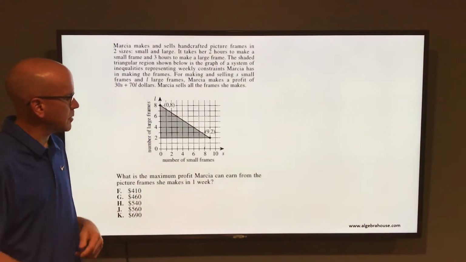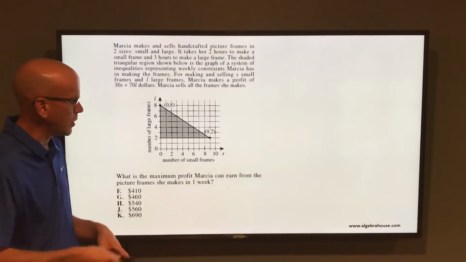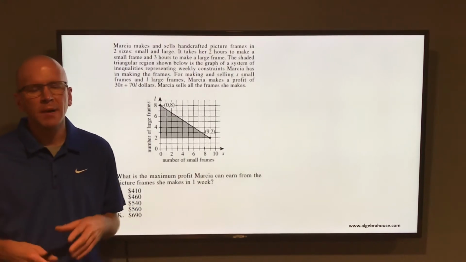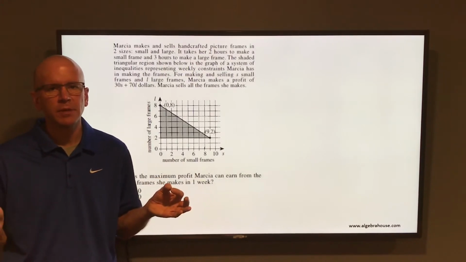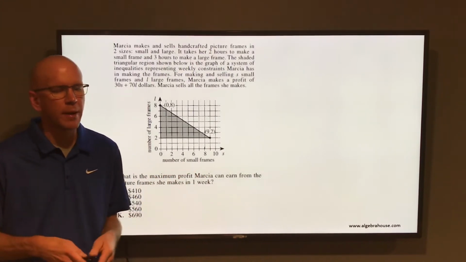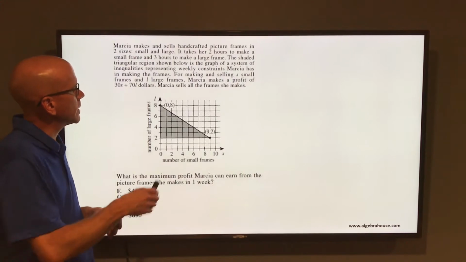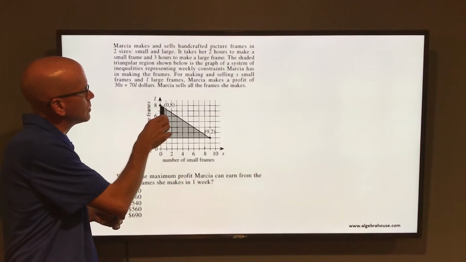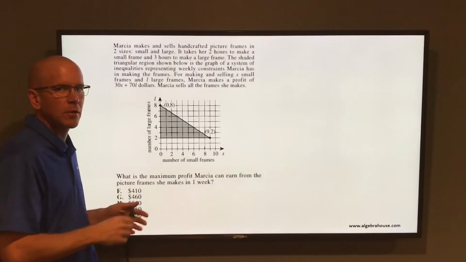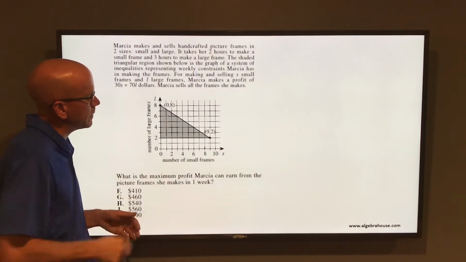Again, same setup, different question. What is the maximum profit Marcia can earn from the picture frames she makes in 1 week? Well, the maximum profit would be only selling large frames and not selling any small frames, because large frames turn more of a profit. So only selling large frames and no small frames means she would sell 0 small frames and 8 large frames, or this point right here.